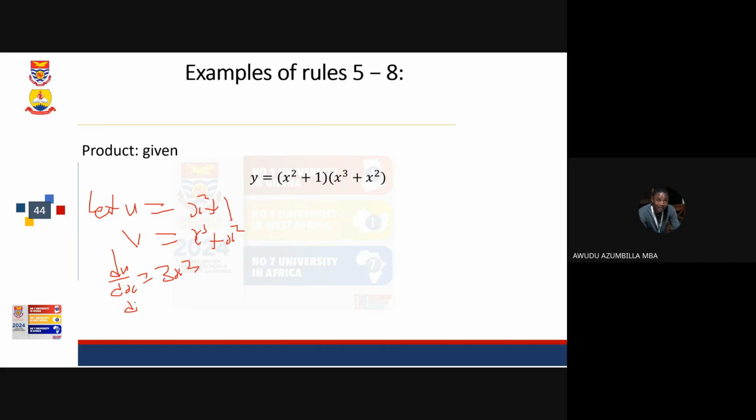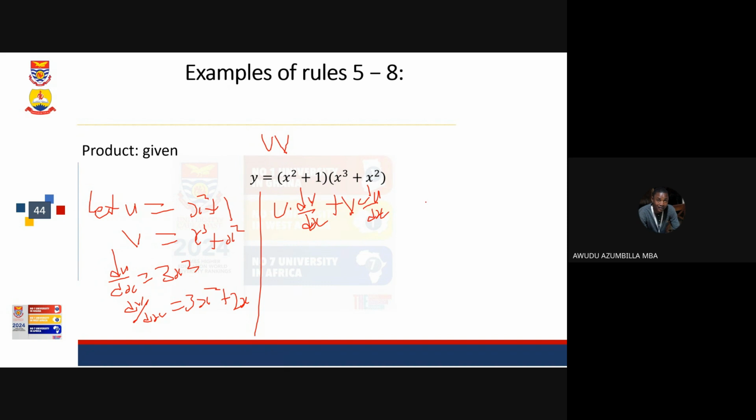Then dv/dx is going to give us 3x squared plus 2x. Yes, so we know this one. Now, what is the formula for the product rule? The product rule says that if you have u and v, you hold u constant and differentiate v, so we have dv over dx. And you add it. Now you hold v constant and you differentiate u, du over dx. This is what we have.